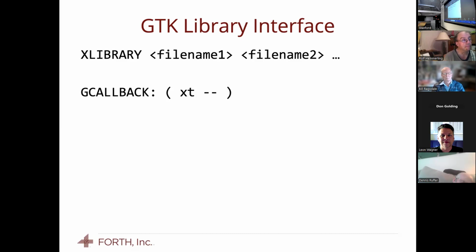And G callback is just a shortcut for callback because you don't have to do any stack cleanup for GTK. They're very nice. They just take care of that for you. So you don't have to tell it the number of arguments it's passing you. You just throw it away. So, okay, that's the end of the kind of the overview part.